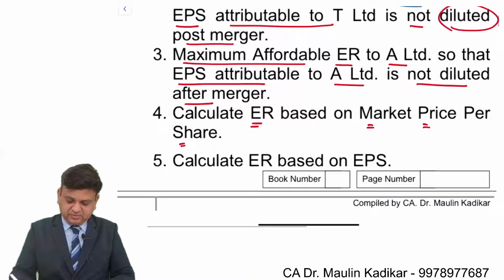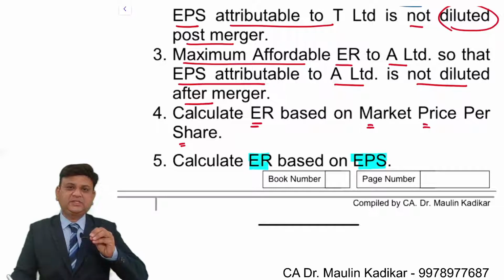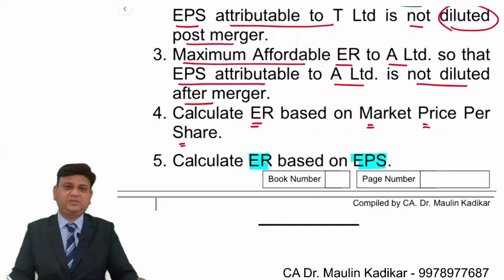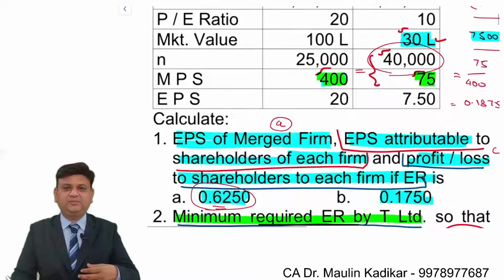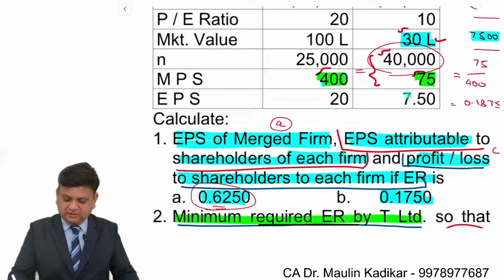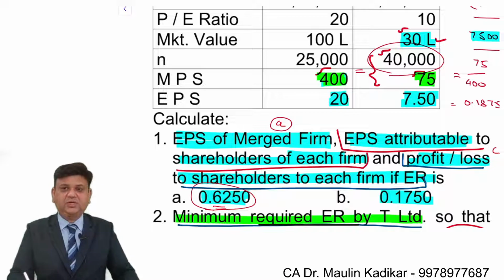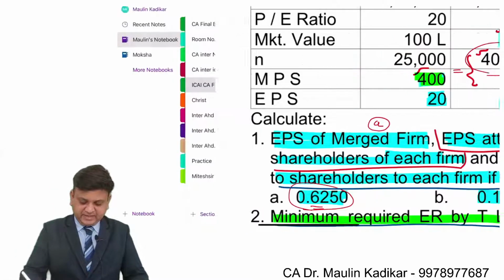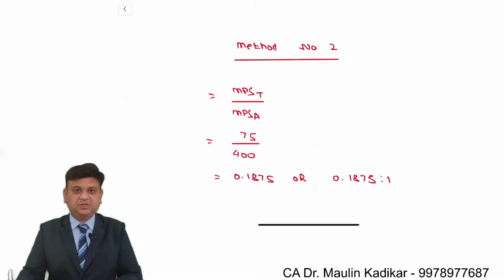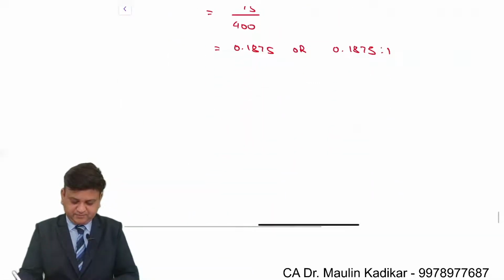Next question, question number 5. Calculate the exchange ratio based on earning per share. Friends, many times this kind of general question is asked, that computes the exchange ratio based on EPS. Then in that case you don't have to do anything special. Taking into account the earning per share of both the companies before merger, you are required to make the calculation of the exchange ratio. That is the way we are required to calculate the answer for the fifth part of the question.